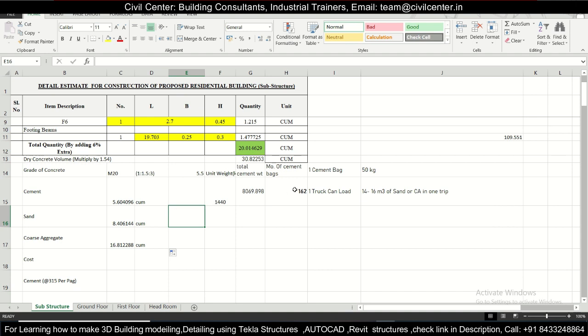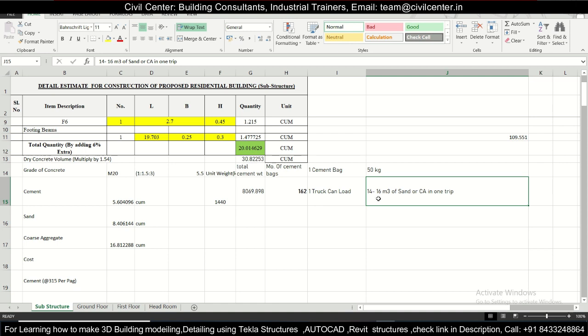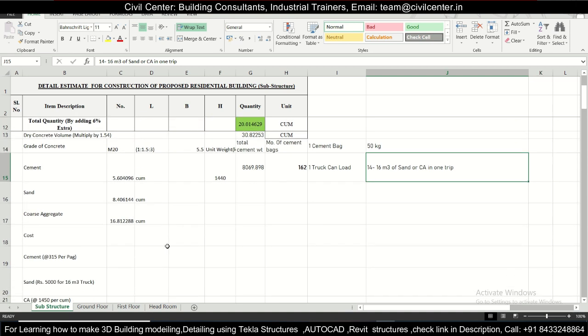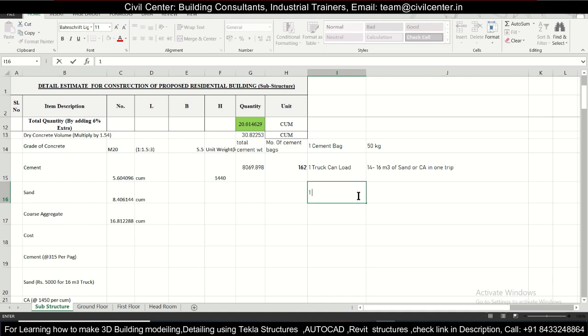As you know, the cement comes in bags, the coarse aggregate comes in trucks or lorries, whatever you call it, and the average capacity of a truck is 14 to 16 cubic meters. It may come in less or more depending on the size. The sand costs around 5,000 for one truck, or 5,000 for 16 cubic meters. So if the cost of 16 cubic meters is 5,000, you can find out what 1 cubic meter of sand costs.